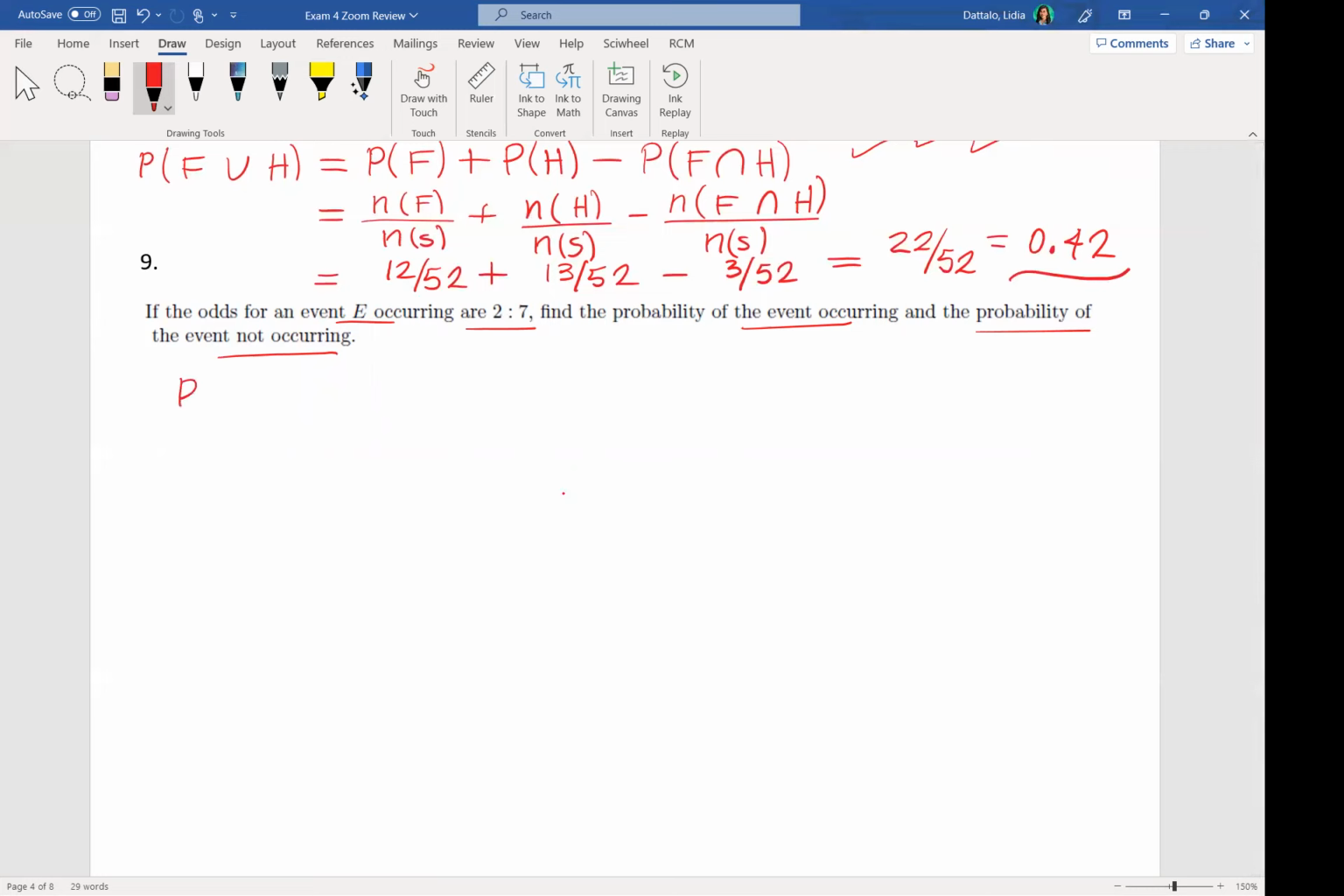So what we want to know is that the probability of an event is the number of ways that the event can occur divided by the number of the total space. Now the total space is the number of ways of this event plus the number of ways of the complement.